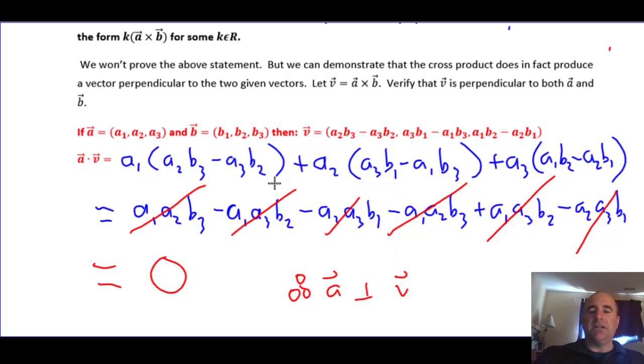Now I'm gonna leave this to you. Go ahead and do the same thing with vector B, dot it with V, and you'll find you also get 0. So when you see it this way, it's not that complicated. Although this is a complicated formula, you can see it's the perfect formula. That means when you take this vector and dot it with A, you get 0. You take this vector and dot it with B, you'll get 0 as well.